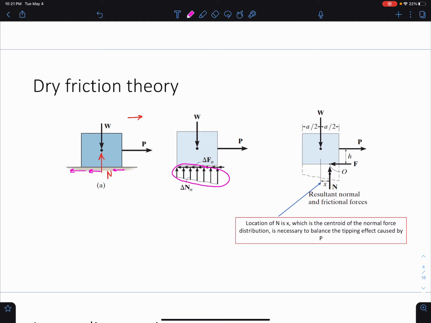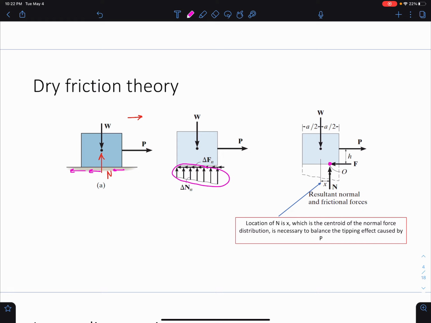Okay, so we have the resultant of our normal force depending on that contact surface. We have the resultant of our friction that acts at some location. This is a general picture here. It can act at some location, X, which is the centroid of the normal force distribution. And this friction and normal force, where they act here at the centroid, this is the centroid that's necessary to balance this system and the tipping effect caused by P. Because remember, we are not moving right now. We want to stay in the static equilibrium space. So we need to figure out where that normal force and friction force need to have their resultants so that this force P does not cause the system to tip or to move.